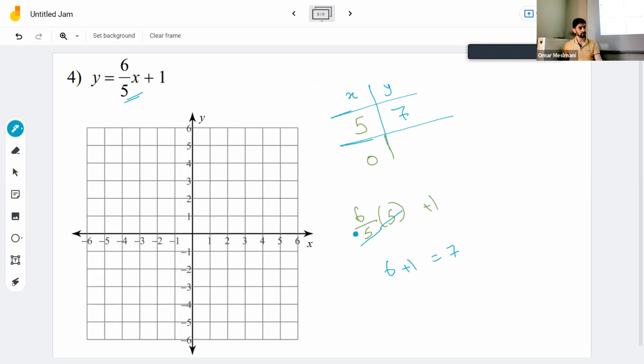But if you have any value other than 5, it's going to be so difficult to calculate. So I'll go with a 0 right now. So 6/5 multiplied by 0 plus 1, which is 0 plus 1, and the answer at the end is going to be 1.